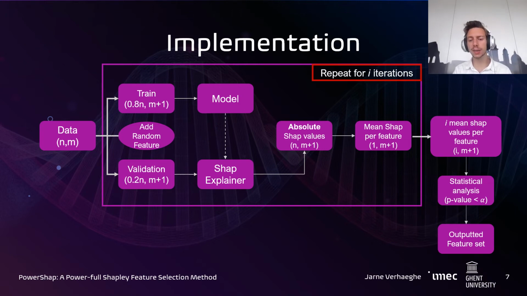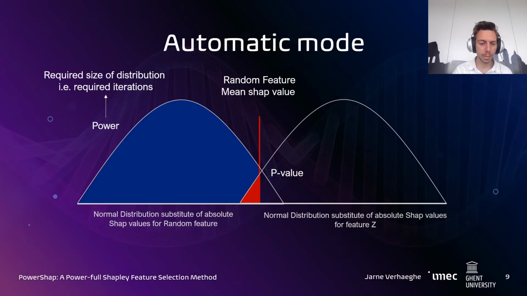However, this requires setting a required amount of iterations. And we developed an automatic mode that can automatically determine the required amount of iterations. As such, there is no hyperparameter to tune. And in automatic mode, we use power calculations. And the reverse of the power calculations of the statistical test can actually give us the required iterations to get the perfect feature set. And we use these numbers in automatic mode.